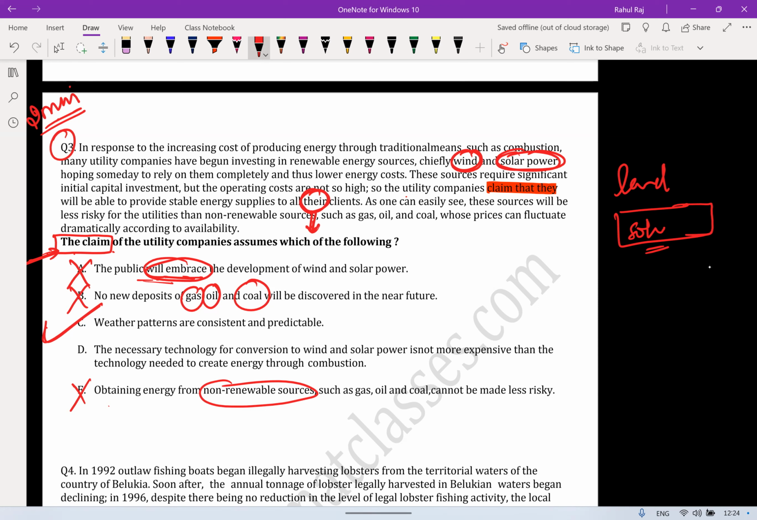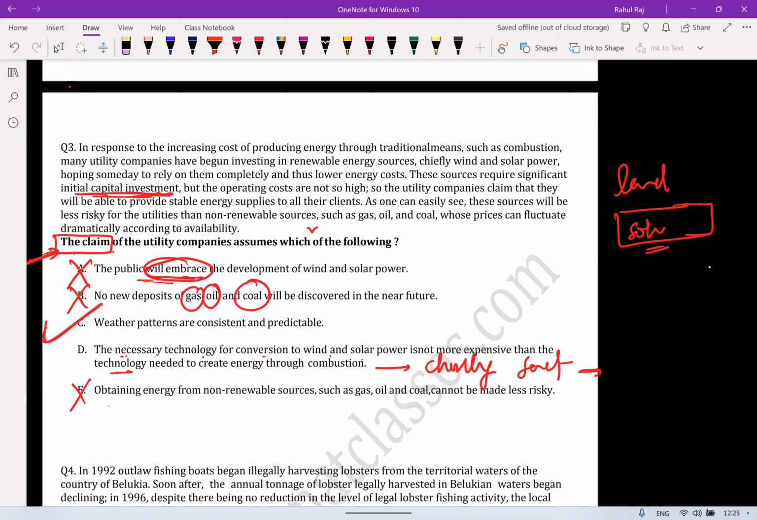A lot of people have confusion with option D, but if you read the claim properly, option D can be wrong. It says the necessary technology for conversion to wind and solar power is not more expensive than the technology needed to create them. Don't you feel this statement is trying to challenge the fact? If you read the statement as it is, you don't have to negate it. The fact says these sources require significant initial capital investment. Can I say option D is trying to challenge the fact? Yes or no?